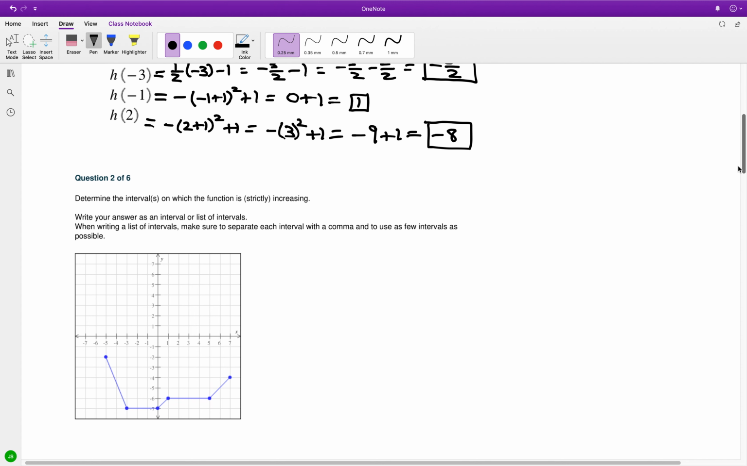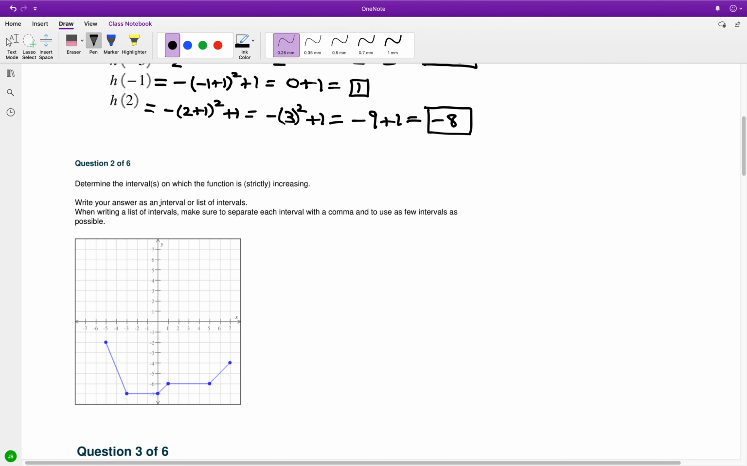Now for the second question, it says to determine the intervals on which the function is strictly increasing. We're looking at this in terms of reading the graph in order from left to right. I'm just going to do a little bit of coding here. D is for decrease, C is for where the graph is constant, and I for the increase. So for the trend reading from left to right, the first part looks like the graph is falling, so we have a decrease. Next we have a constant. Then a line segment that is increasing, followed by a constant, and then another increase.